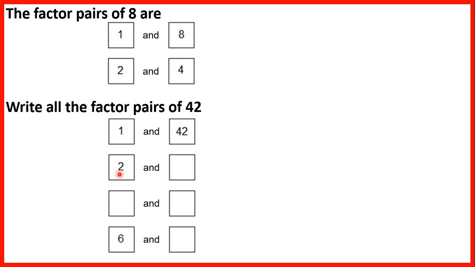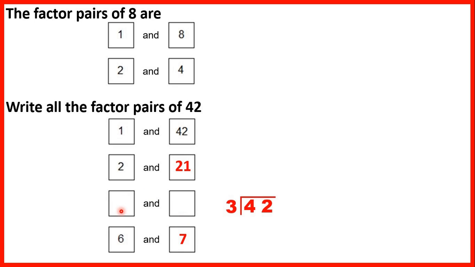But now 2 times what is 42? Well, that's 21, because if we divide 42 by 2, we get 21. Now we can have 6 and 7, because 6 times 7 is 42, or 42 divided by 6 is 7. But what's our other factor pair?